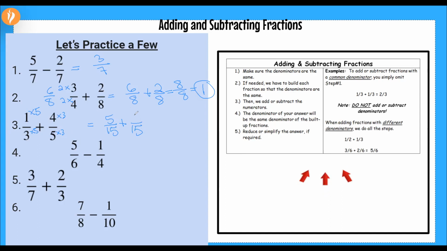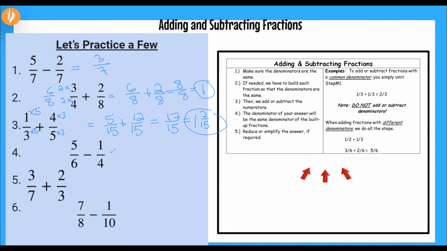So 4 times 3 is 12. Since our denominators are the same, we bring that over in our answer. 5 plus 12 is 17. And then we don't want to leave improper fractions. So how many times will 5 go into 17? The answer is 1 with 2 left over. So our final answer is 1 and 2/15.